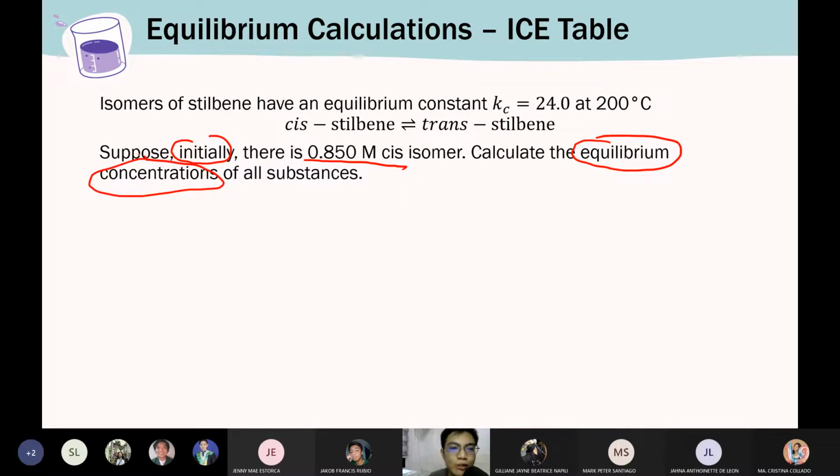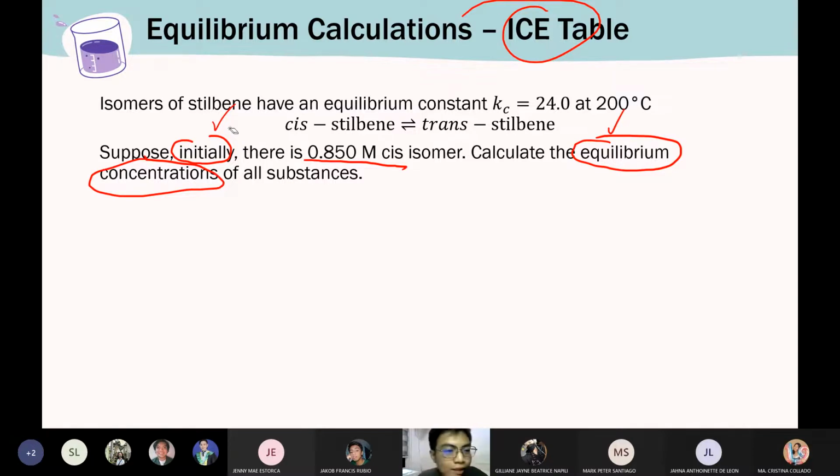Whenever you encounter problems like that sa practice quiz pati sa mismong quiz, pag nakakita kayo ng ganyang problem, binigay yung initial, hinahanap equilibrium, gagawa kayo ng ICE table. Okay, nasan yung mouse? Ayan, ICE table. Nalalasahan ko pa yung burger. So kapag binigay initial, hinahanap equilibrium, gawa agad kayo ICE table.